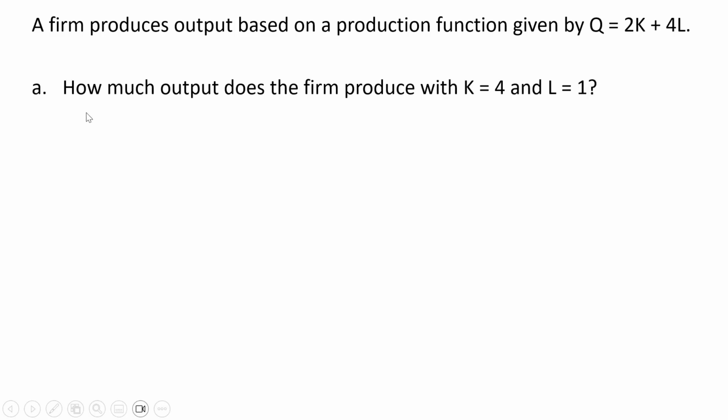Our first question is how much output does a firm produce with K equal 4 and L equal 1? We're going to take our production function up here and substitute 4 for K and 1 for L. After making those substitutions, we're going to get 8 plus 4 or 12. So this input mix allows the firm to produce 12 units of output.